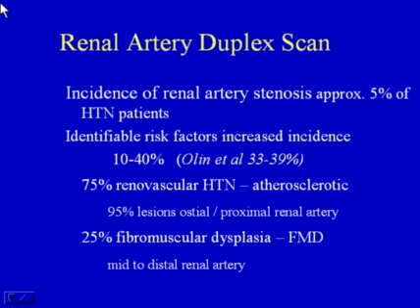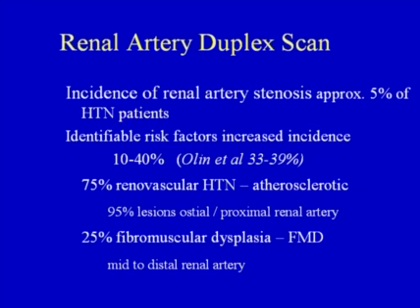The incidence of renal artery stenosis is reported to occur in approximately 5% of those patients with hypertension. However, over the last number of years, there has been an increased number of reports that have identified those patients that have high risk factors for increased incidence of renal artery stenosis. Olin and others were the first to identify the association of other atherosclerotic disease with renal artery stenoses.